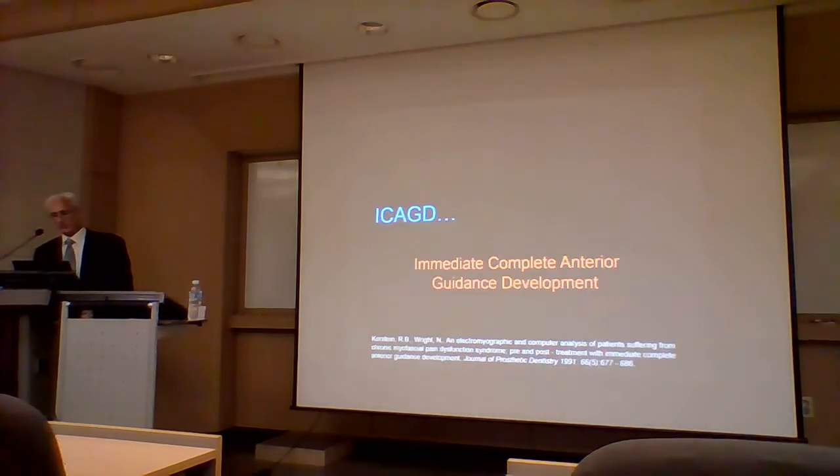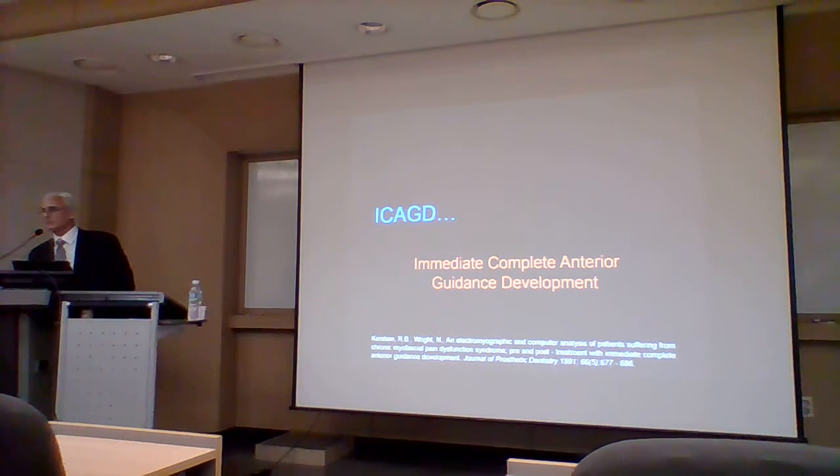So to treat the disclusion time, we use a procedure called immediate complete anterior guidance development, which is very different than occlusal equilibration. And I first wrote about it in 1991. It focuses on excursions. It does not involve centric relation at all. It's treated from the MIP position, and it's all about excursive function.